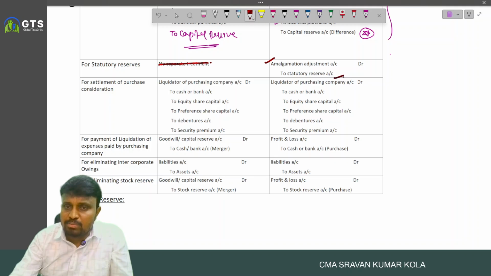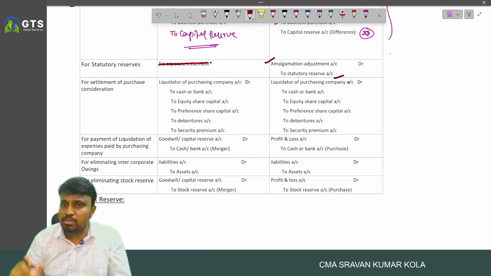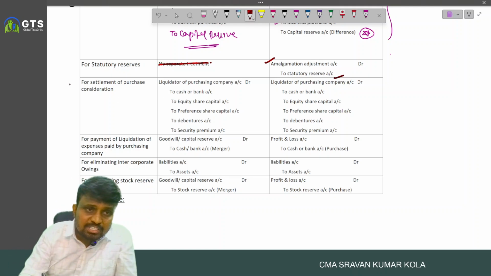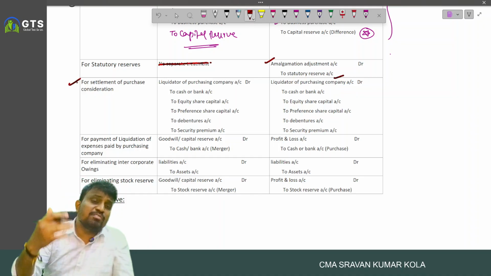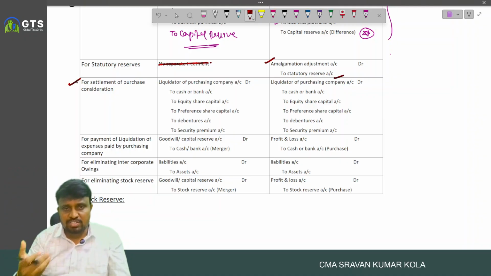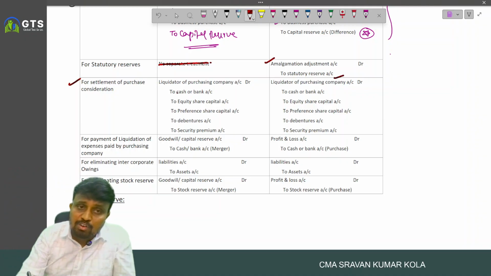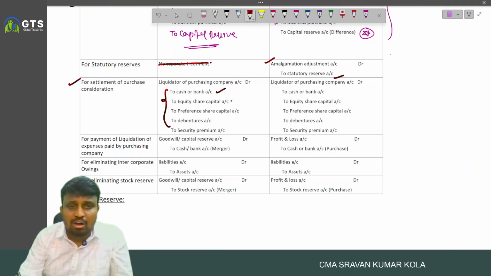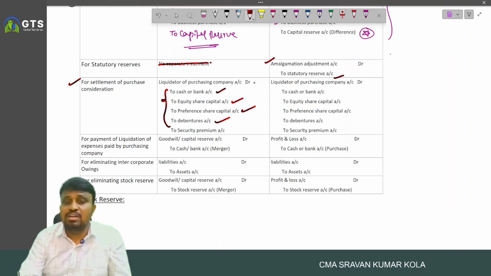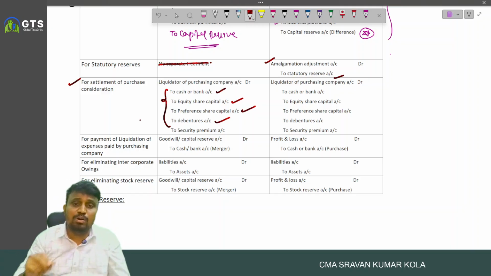Amalgamation adjustment account debited to statutory reserve account. And for settlement of PC, to whom is the PC required to be settled? The liquidator of the transferor company. And in what form are we paying? Either in cash, or in equity shares, preference shares, or debentures also. So liquidator of transferor company account debited, to cash or bank, to equity share capital, to preference share capital, to debentures, to security premium, to bonds if any.